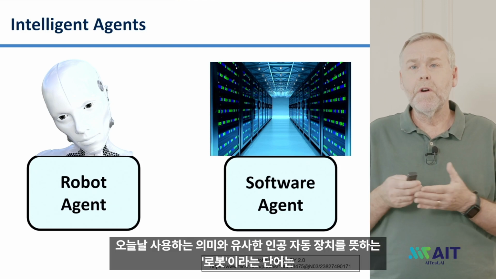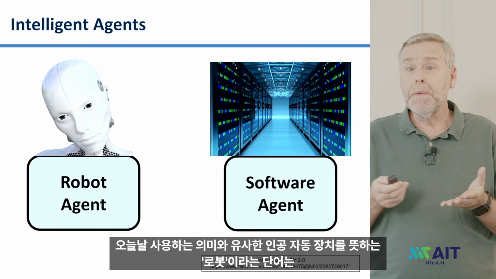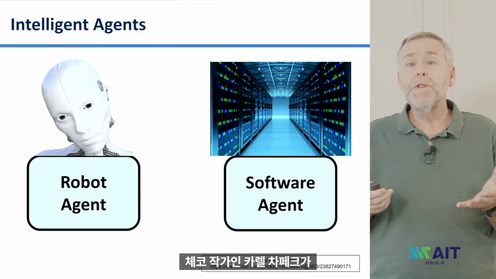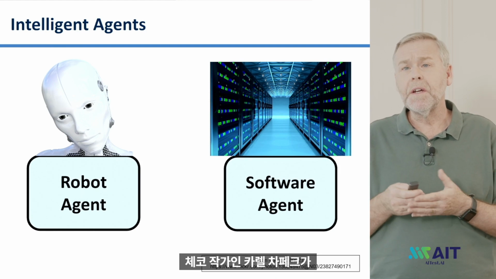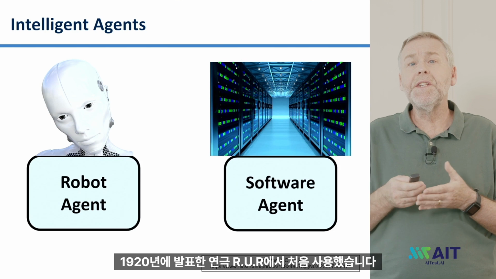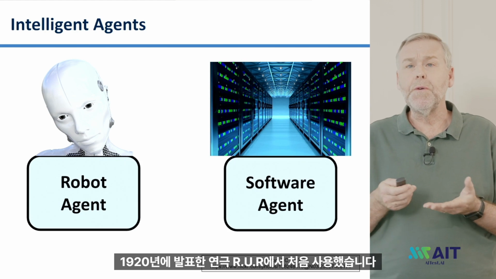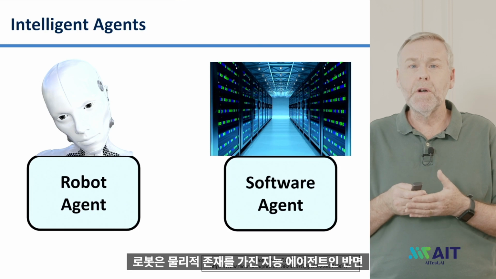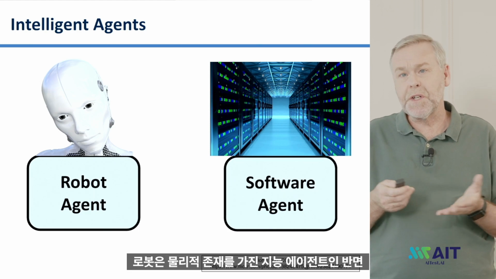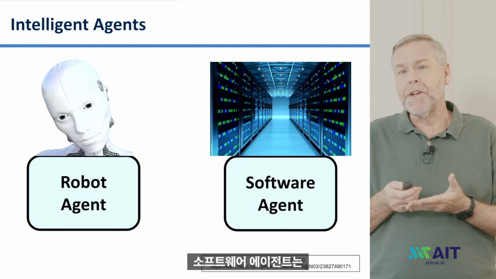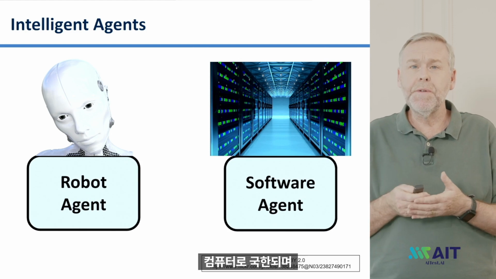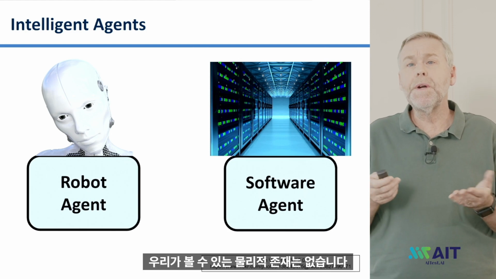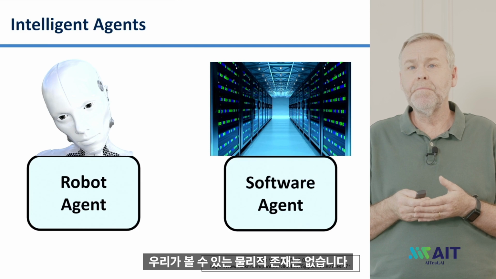Robot, as a term for artificial automata, similar to how we use it today, was first used by the Czech writer Karel Čapek in his 1920 play RUR. We make the distinction here between robots as intelligent agents with a physical presence and software agents, which are restricted to computers and have no physical presence that we can see.